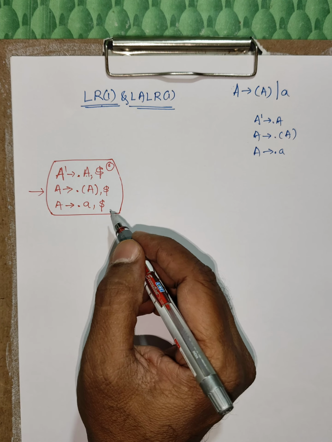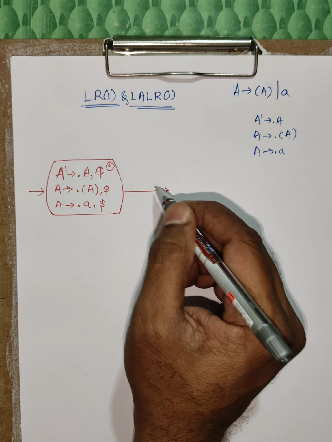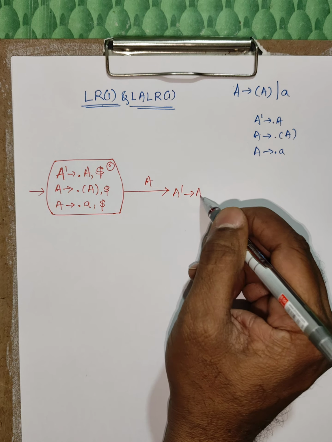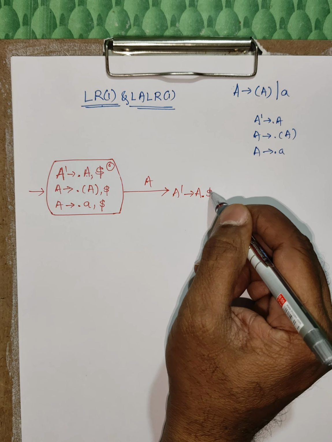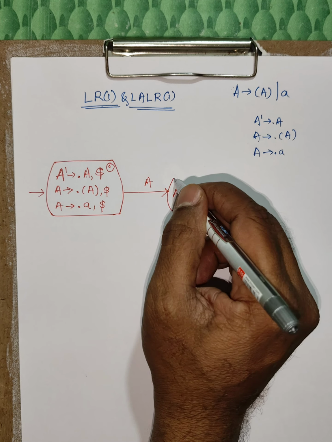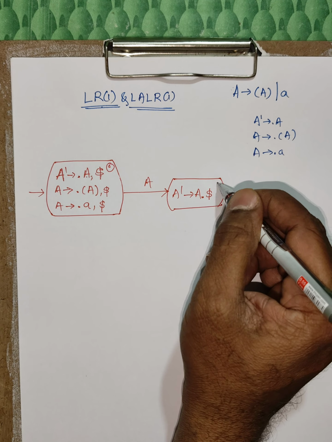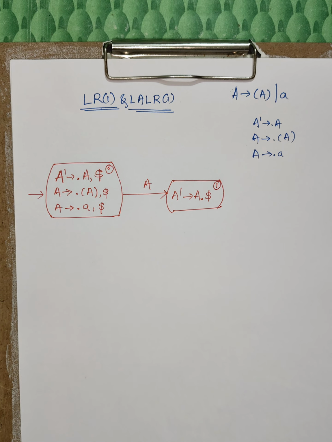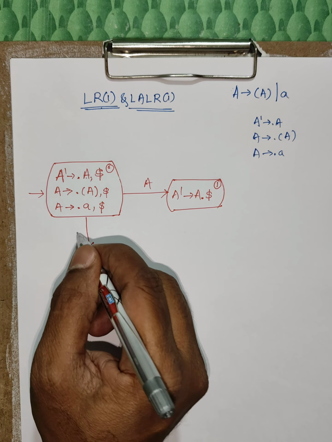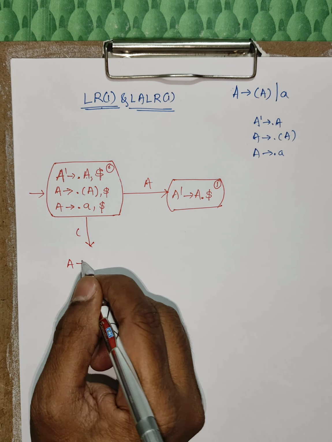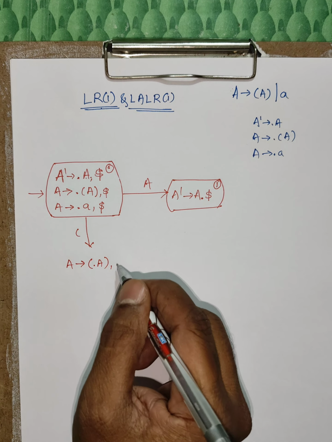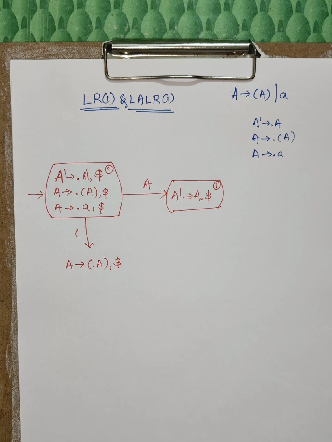First, transition on A: A' produces A dot, then dollar. This is the final state. If this is the final state, then we can stop here. This is state 1. Then transition on opening bracket. After transition on opening bracket, A, and the lookahead is the same during transition.